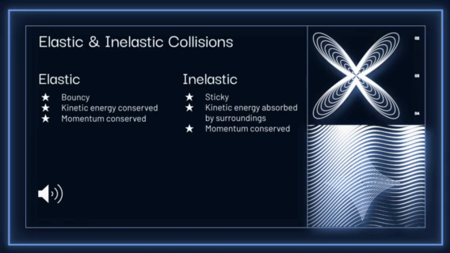We can also view two types of collisions. One type is the elastic collision, also known as the bouncy collision. In this collision, kinetic energy and momentum are both conserved. However, in the inelastic or sticky collision, kinetic energy is instead absorbed by the surroundings, while momentum is still conserved.